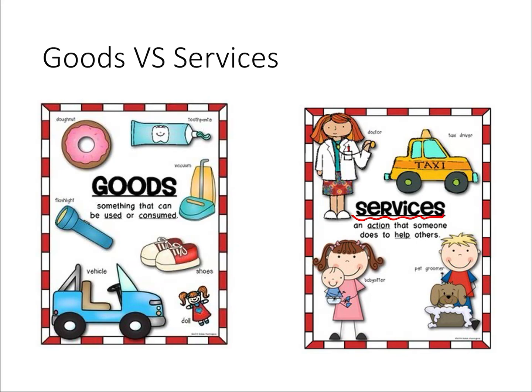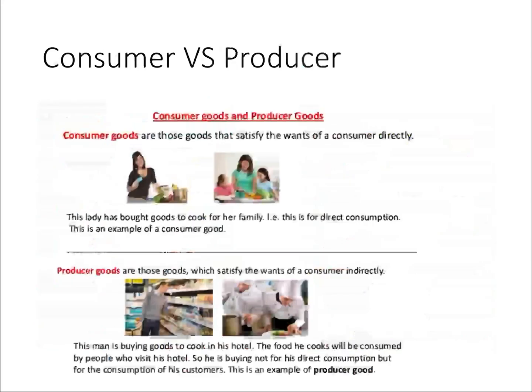And the babysitter. Babysitter service, taking care of your kids. That's the service. And pet groomer. The groomer himself or the tools he used are goods. But the service to clean your pets, to give them a shampoo or a haircut, that service is intangible. So goods are something tangible and services are the things intangible. But I think they are very easy to distinguish.